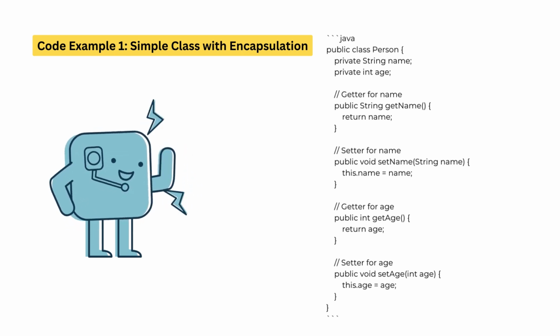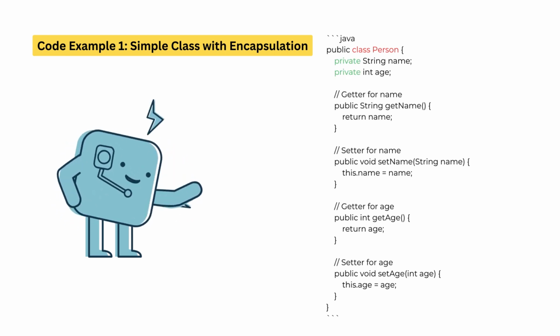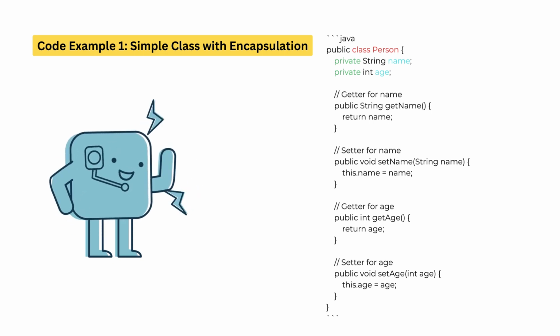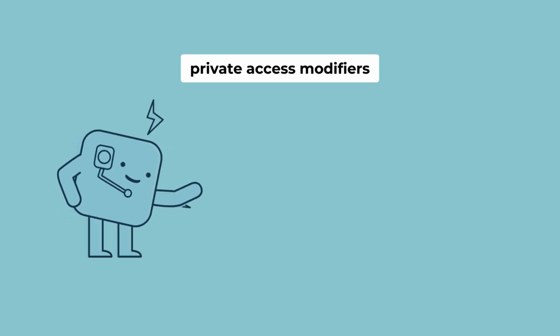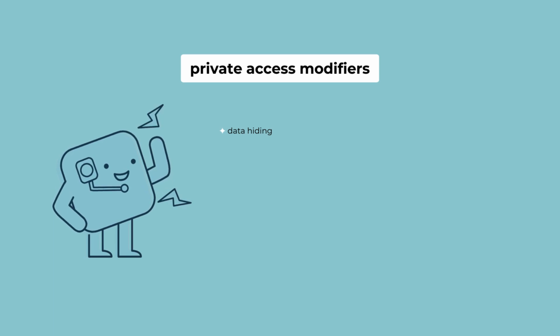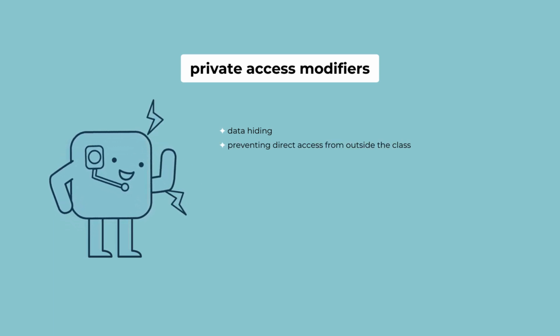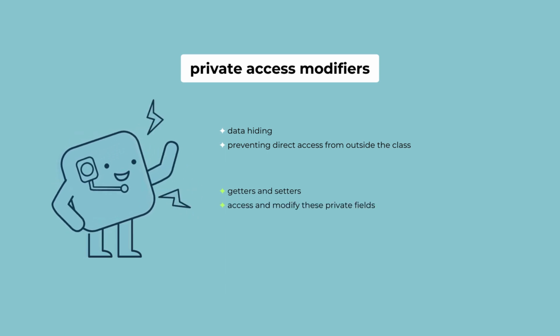In this example, we have a class named Person. Notice the use of private access modifiers for the member variables name and age. This ensures that these variables can only be accessed within the class itself. Now, why do we use private access modifiers? It's because encapsulation promotes data hiding, preventing direct access to the fields from outside the class. Instead, we provide public methods, known as getters and setters, to access and modify these private fields.